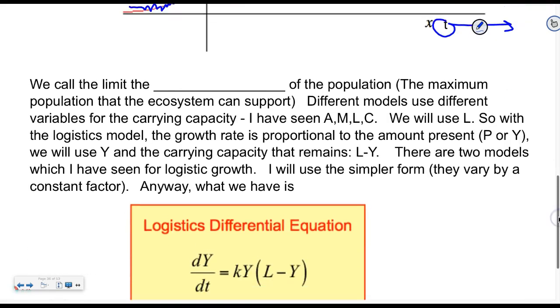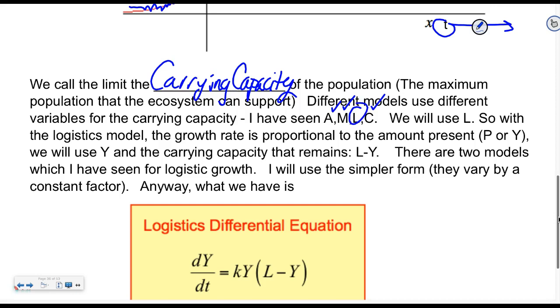So it says we call the limit the carrying capacity. So go ahead and write that. You can see why some books or some teachers would call it C, but you're going to see why when I derive the model, I'm going to choose not to. All right. So it says different models use different variables. I've seen A, probably for greatest amount, M, probably for maximum, C, probably for carrying capacity. Those all seem the most realistic.